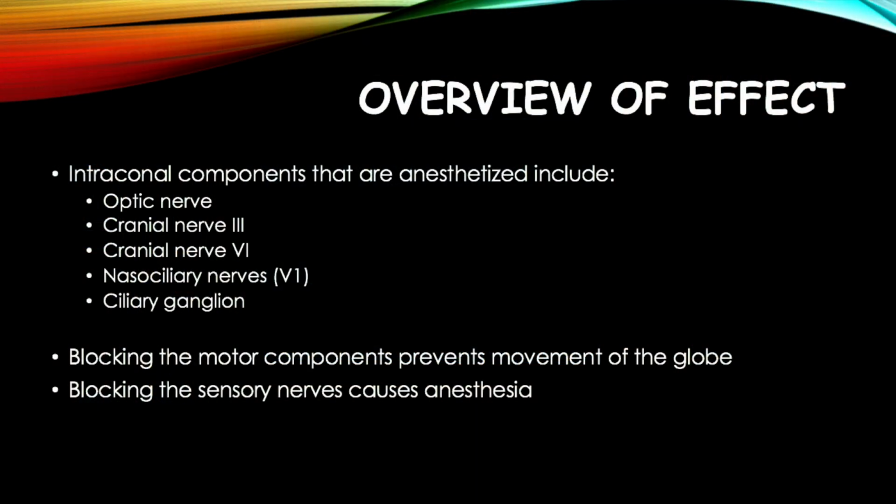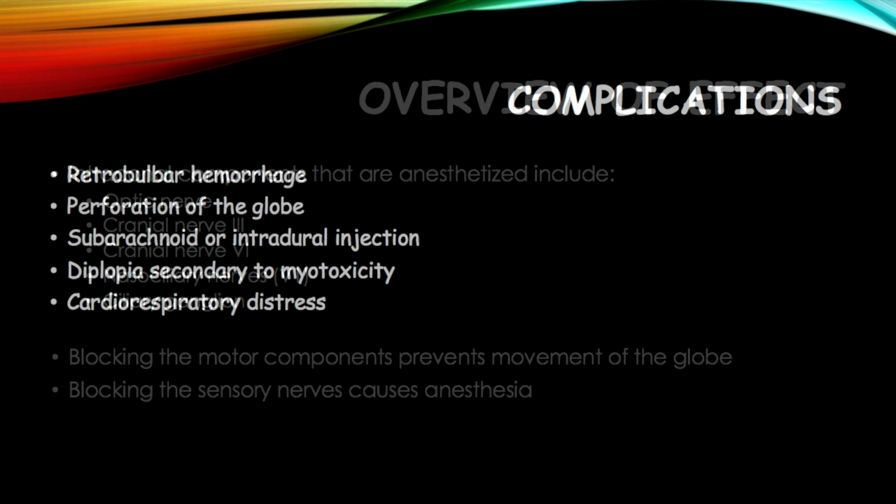So let's go over the intraconal components that are anesthetized by this block. The optic nerve, cranial nerve 3 and 6, the nasociliary, which is a branch of the 5th nerve, and the ciliary ganglion are all affected. Blocking the motor components prevents the movement of the globe, and blocking the sensory nerves causes anesthesia.